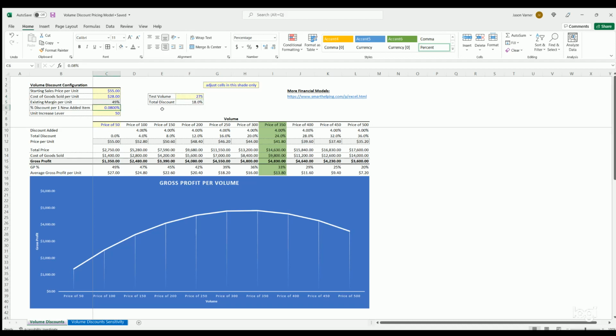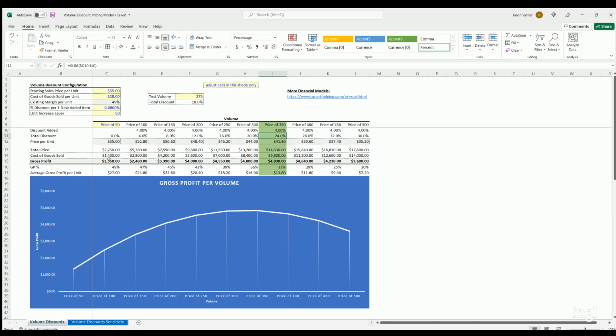The problem is you don't want to offer discounts into perpetuity, and there's a reason why people have volume discounts that cap. So for example, in this scenario, I have 0.08% here, with the starting unit or unit increase lever at 50. So it shows me if I do buckets of 50 units, 100, 150, and I give greater discounts the more you buy. So 0% up to 50, 4% off at 100, 8% off at 150, 12% off at 200. So at some point, it doesn't make sense to continue raising this number.